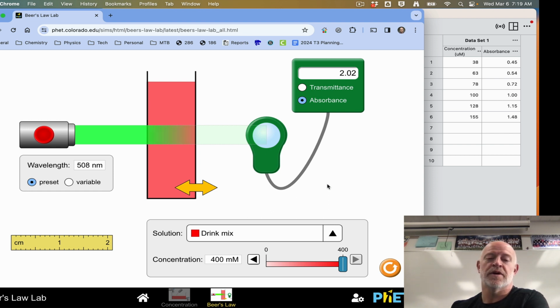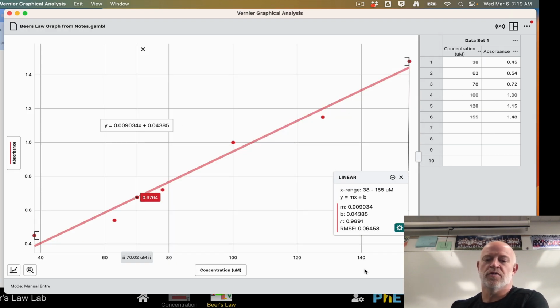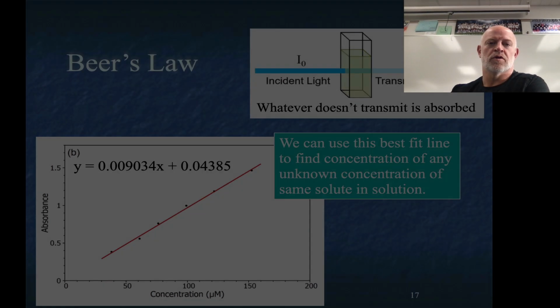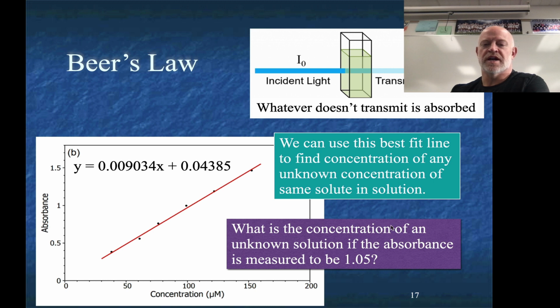We'll probably do this in lab if we get that opportunity this year, and you'll get a chance to actually track this yourselves. So using this kind of technique, we can build this kind of data, which then allows us to solve problems like this, okay? We ask the question: what is the concentration of an unknown solution if the absorbance is measured to be 1.05? For us to answer this, we would have to have done this work ahead of time. We would have to have input the data and have a best fit line and a line equation. So this has all been done for us as part of our presentation today. And now it's our job to solve it, okay?